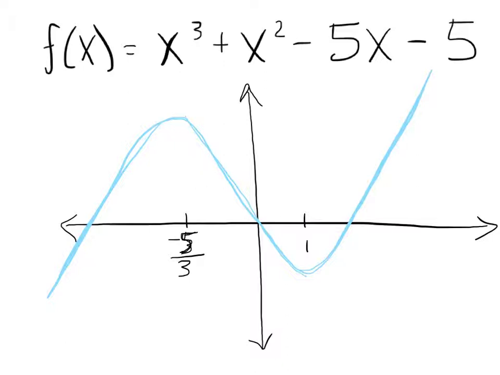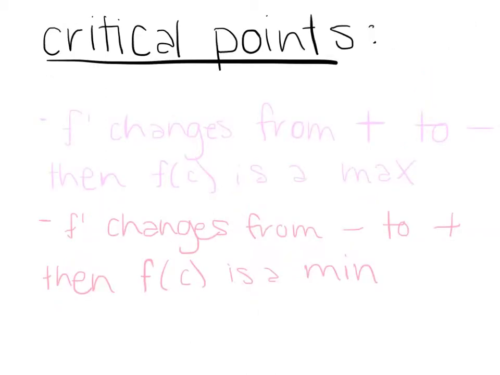The graph has local extrema here and here. We also use the first derivative test to help us classify these. We see that if the slope switches, here we have a maximum where it switches from positive to negative, and here a minimum going from negative to positive. From positive to negative, then f of c is a maximum, and if it switches from negative to positive, f of c is a minimum.